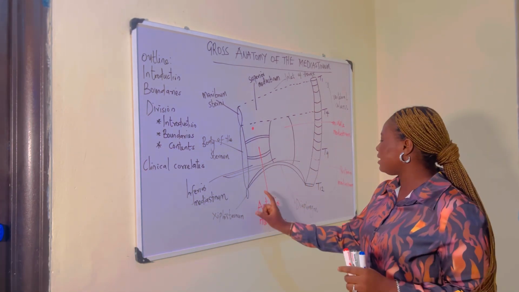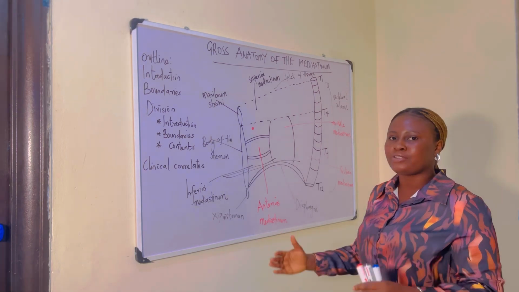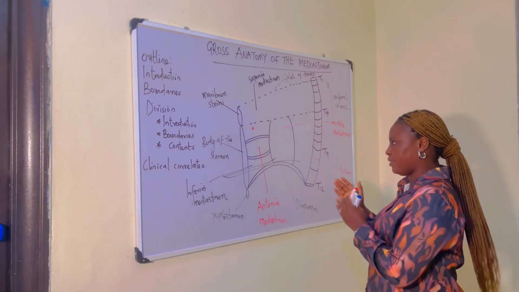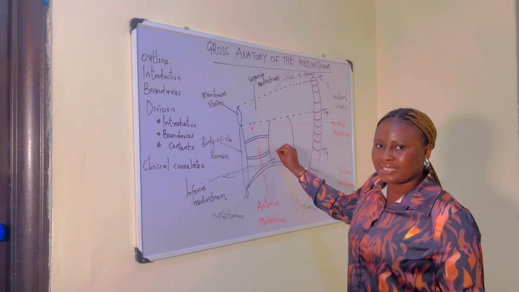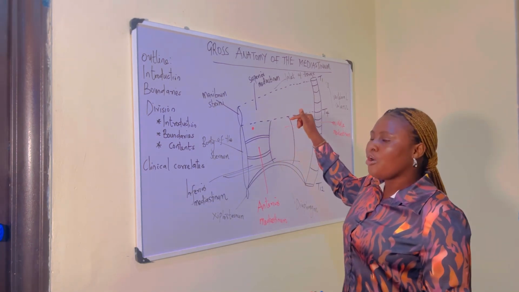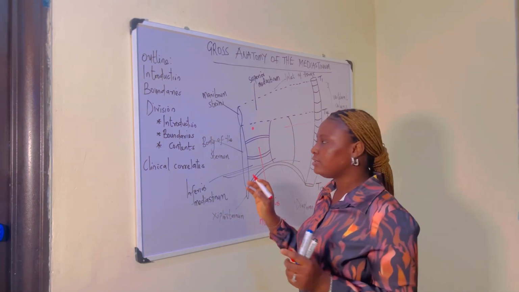We have the anterior mediastinum, where the pericardium is behind, the posterior mediastinum, where the pericardium is in front, then the middle mediastinum, where the pericardium is present with the heart and its contents. Let's label the remaining parts.